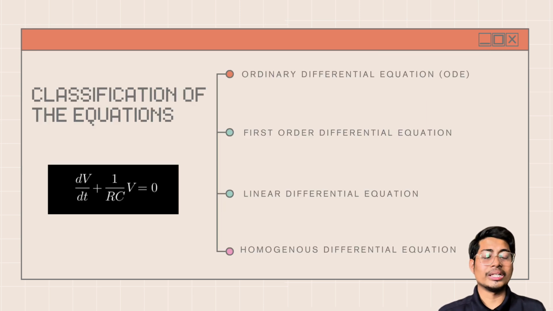In conclusion, the voltage discharge equation in an RC circuit is an ordinary, first-order, linear, and homogeneous differential equation. Understanding this equation is important because it explains how capacitors release stored energy over time, which is crucial in electrical circuits.